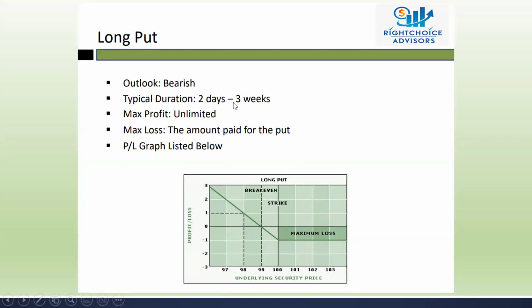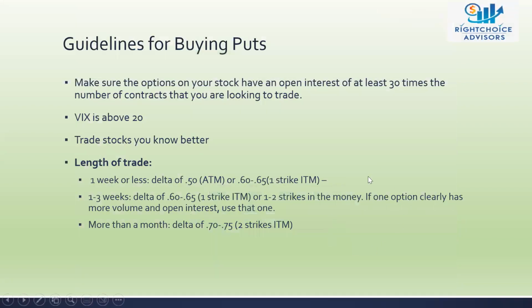Max profit is unlimited, because if the stock goes 100, 200, 300, 400% down, there is no limit for the profit you can make. The maximum loss is whatever premium you are paying for the put. That is the maximum loss. So just like calls, the same thing applies with puts.